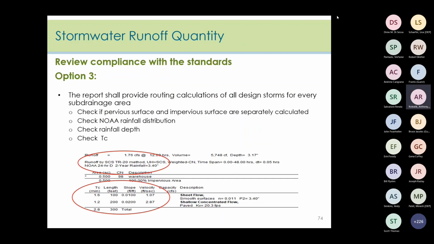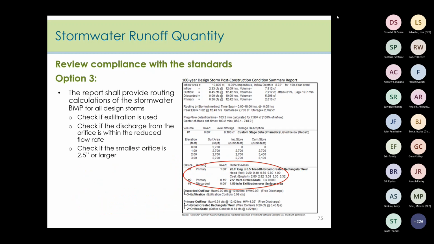So as we mentioned earlier, the report shall provide routing calculations of all design storms for every subdrainage area. The reviewer should check that pervious and impervious surfaces are separately calculated, check NOAA rainfall distribution, and check the runoff depth. Continuing on, this is an example routing calculation printout. The reviewer should check if exfiltration was used and if the orifice used meets the 2.5-inch minimum requirement.